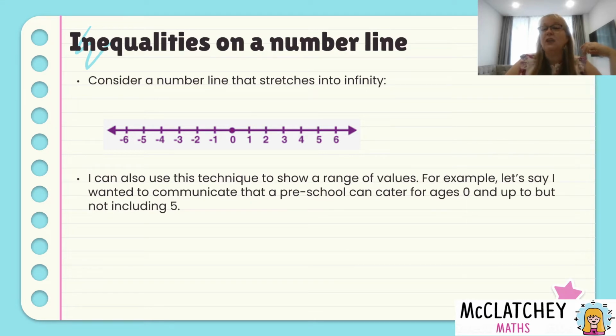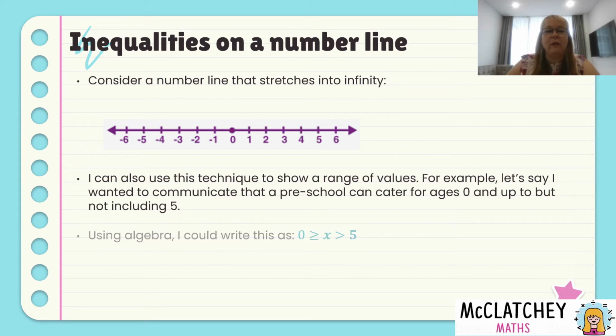Okay, I also can use this technique of open circles and closed circles to show ranges of values. For example, let's say I had a real life situation where I wanted to communicate using a number line that a preschool can cater for ages 0 and up to, but not including 5-year-olds, because once they turn 5, they're supposed to go to school.